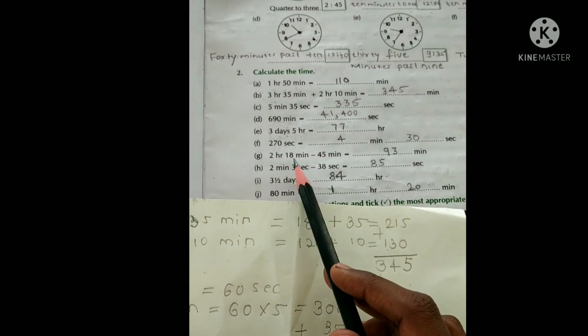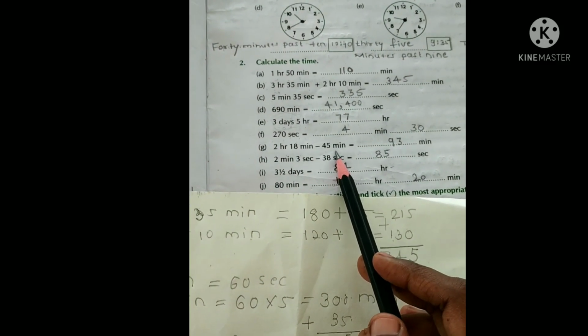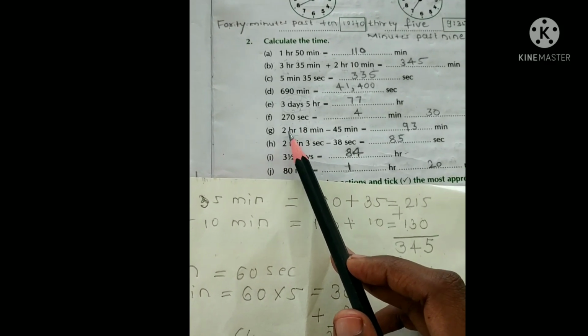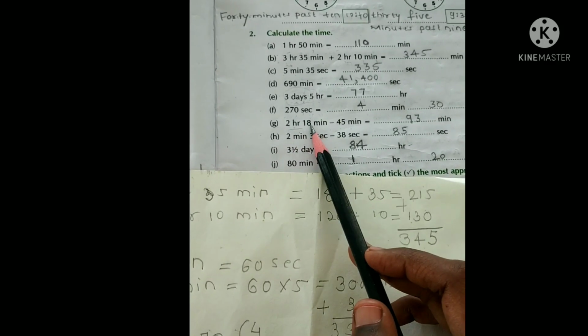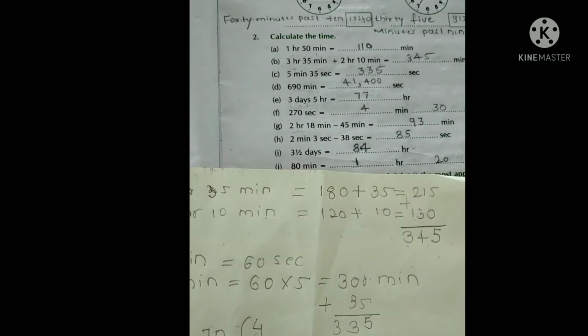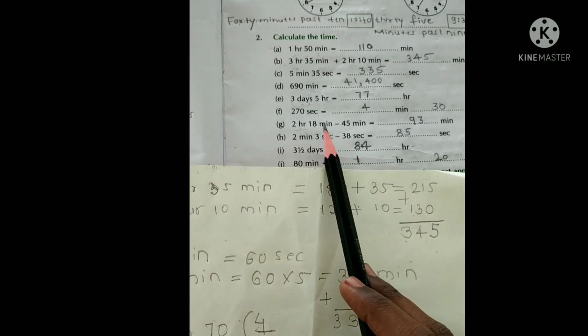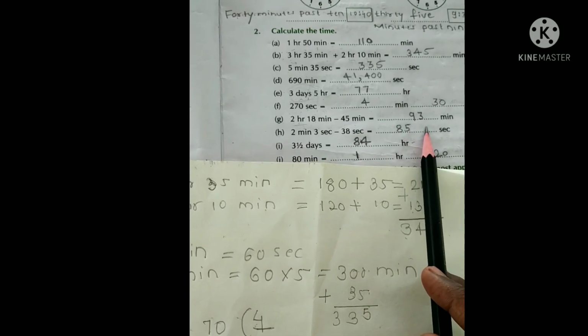2 hours 18 minutes minus 45 minutes. Again, you convert this into minutes. 2 hours is equal to how many minutes? 2 hours is equal to 120 minutes. 120 plus 18 is how much? 120 plus 18 is equal to 138. So, 138 minus 45 is equal to how much? 93. Yes, we will go to the next question.